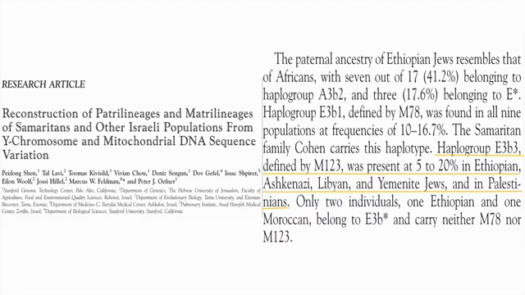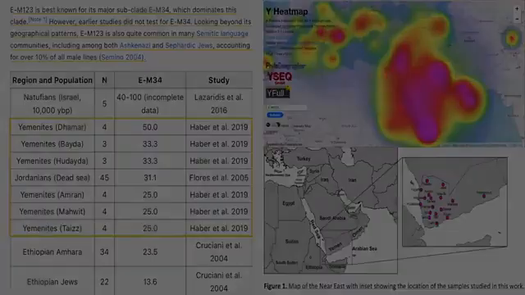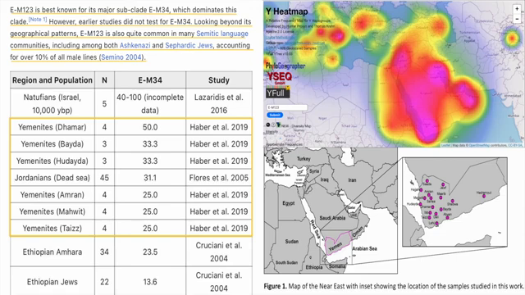And according to the paper titled Reconstruction of Patrilineages and Matrilineages of Samaritans and Other Israeli Populations from Y chromosome and mitochondrial DNA Sequences Variation, it reads, haplogroup E3b3, defined by M123, was present at 5 to 20% in Ethiopian, Ashkenazi, Libyan, and Yemenite Jews and in Palestinians. Arabian populations also carry E-M123 as well, in parts of Yemen especially, as high as 25 to 50%.